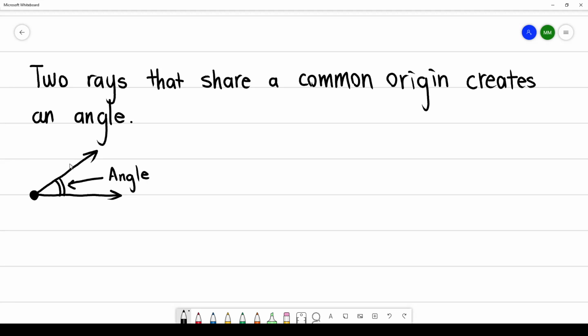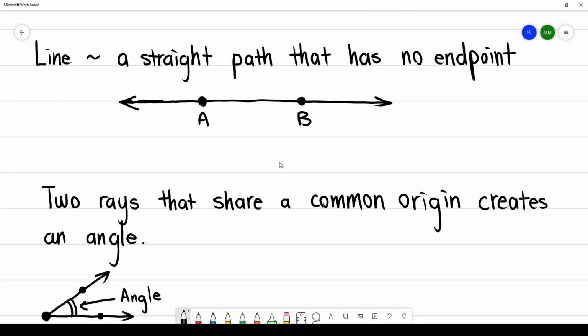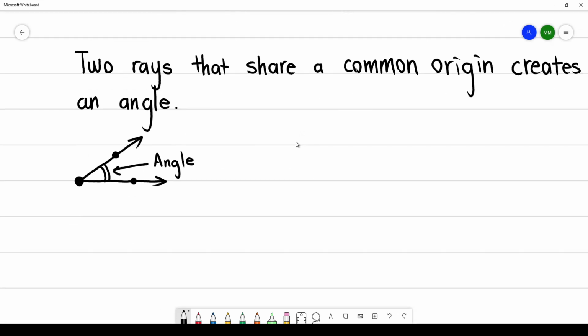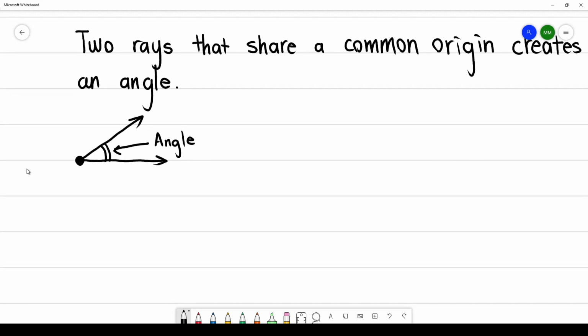Since these are rays, that means technically you have to draw another two dots here, because a ray is defined as this. But when you do an actual question with a lot of angles, nobody actually does that. We just leave it at that, just one dot and then two. And oftentimes we don't even draw the arrows. We just draw the angle and then mark it as an angle.